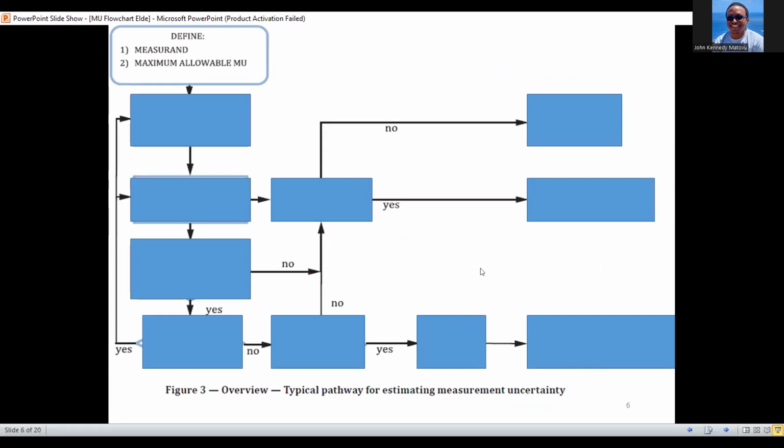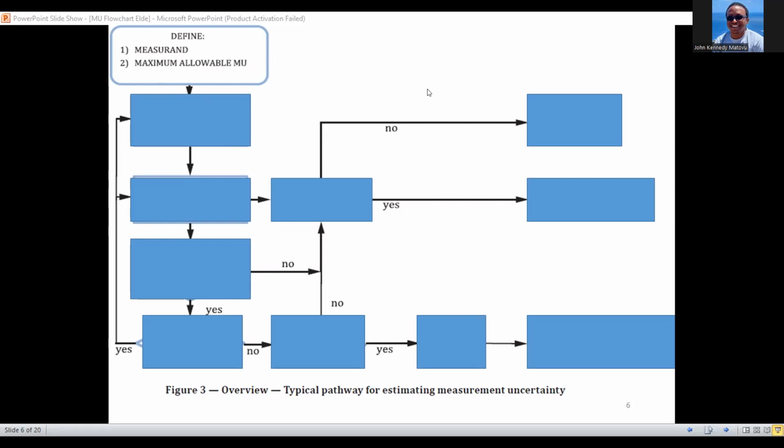Irina, this is the slide I was referring to. All right, so this is a typical pathway for estimating measurement uncertainty. And hopefully I can clarify more about the bias. So the first step here is to understand what your measurand is. So if we have a TEA, wherein we compare our total error to our TEA, there's also a maximum allowable error.